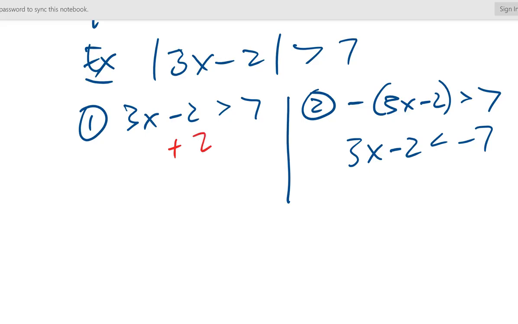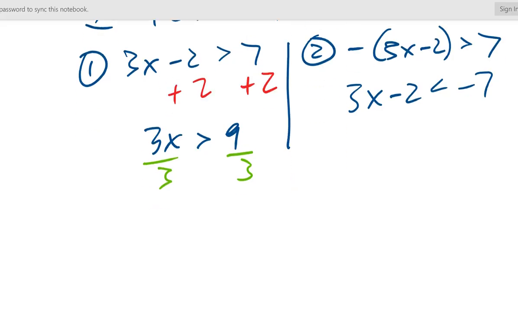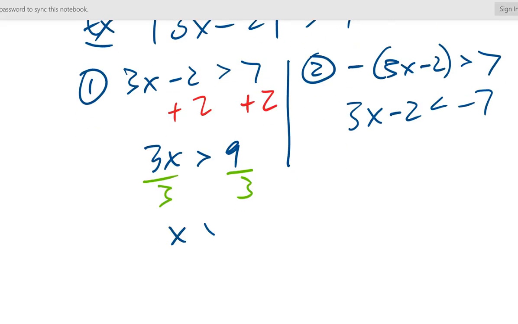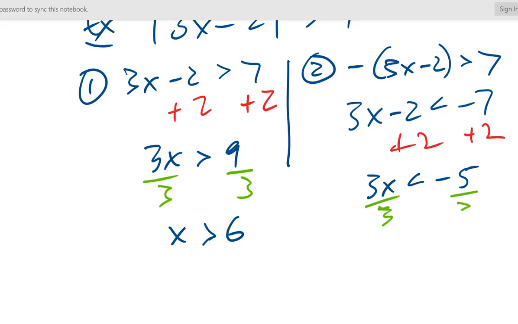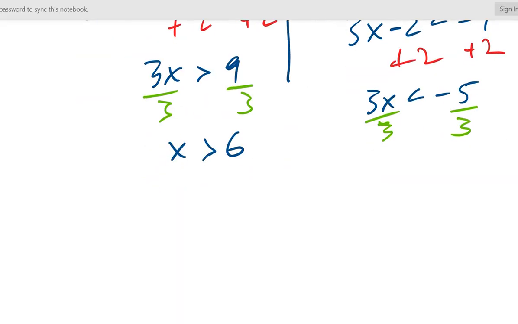Let's go over here. I'm going to add 2 to both sides to solve this. So I get 3x greater than 9. Now I'm going to divide by 3, and I get x is greater than 6. All right, now on the other side, I'm going to add 2, and I get 3x is less than negative 5. And now I'm going to divide by 3 on both sides. I get x is less than negative 5/3.